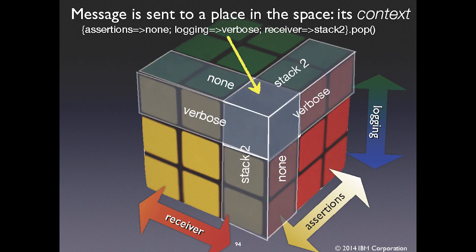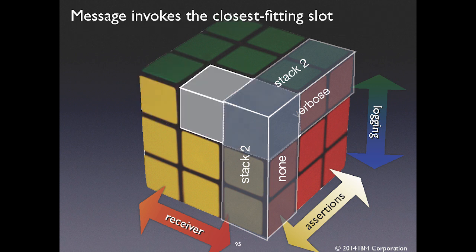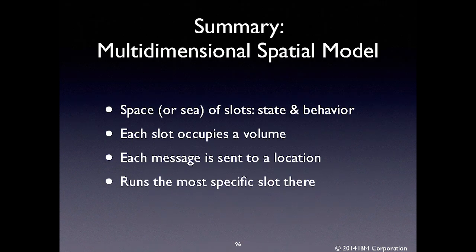Then a message send is thought of as going to a point in the space. So this is the point where there's no assertion checking, logging is verbose, receiver is stack 2, we're doing a pop. And what does the system do? It just runs the closest fitting slot. So that's another way to think of this whole metaphor. We have a sea of slots, they're in a space, a slot occupies a volume, a message send goes to a place, and it runs the most specific one.